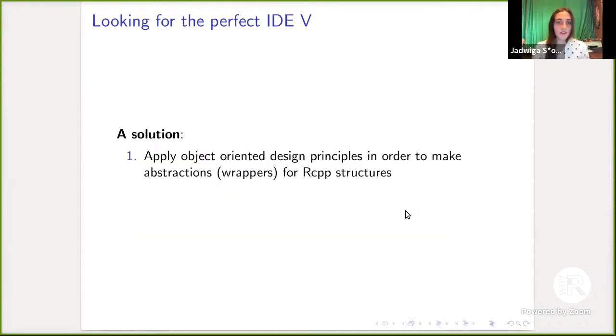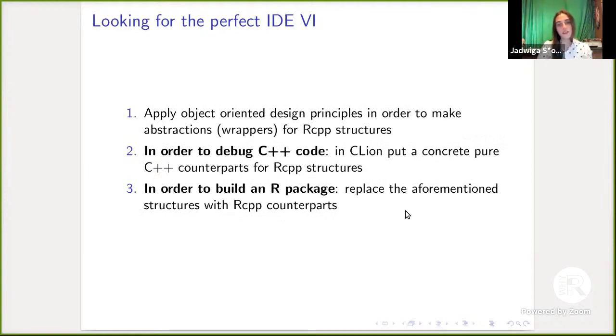And my solution is that we can apply object-oriented design principles in order to make some abstractions, some contract. For example, for an integer vector, the contract would be that we can index it and get the length of it, and we make wrappers for all our C++ structures. And in order to debug our code in C++, we put pure C++ objects, and we can test and run it in IntelliJ.